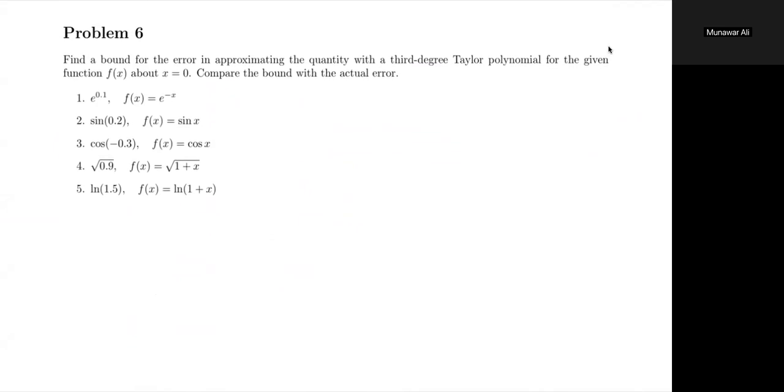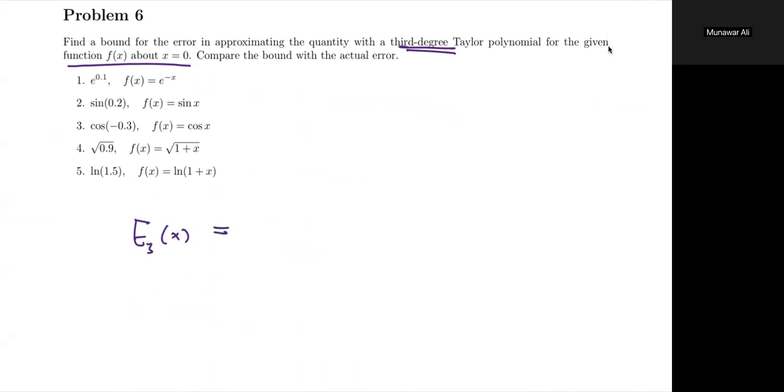So in this one, we have to find the error bound. Find a bound for the error and approximate with a third degree polynomial. So we have to find E3 of x for the polynomial of the given function about x equals 0. We have to find the actual error, and then we have to find the bound for the error. So the actual error would be the actual value of the function minus the third degree polynomial.